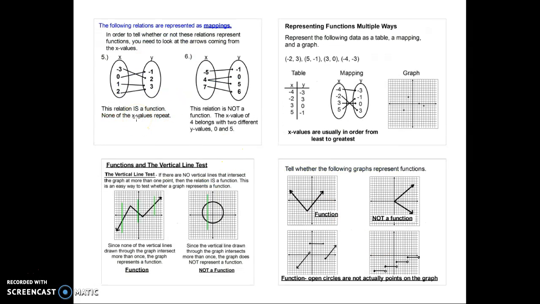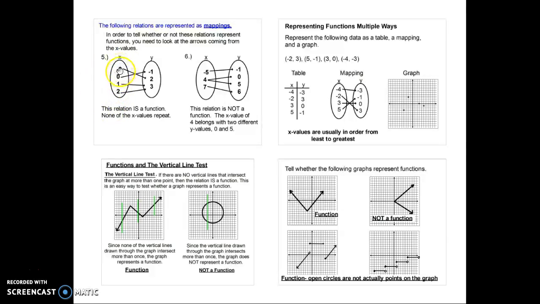All right, then we have the same type of question again, but now they are being represented as mapping diagrams. Okay, they're asking you the same thing though. Right, now, in these mapping diagrams, sometimes these arrows are drawn in, sometimes you're going to have to fill those in based on a list of ordered pairs. But in order to tell whether or not these relations represent functions, you have to look at the arrows coming from the x values.